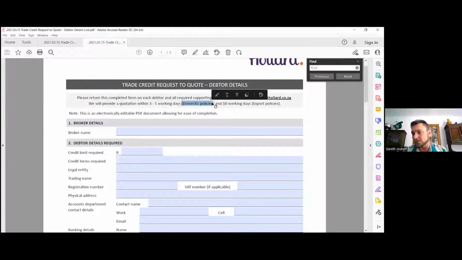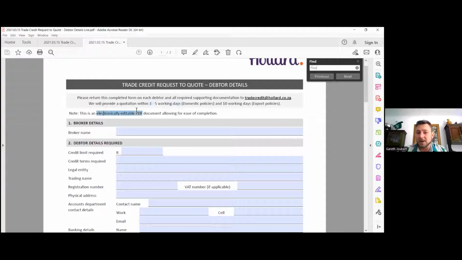For the purposes of trade credit insurance, though, we also include, from a time frame perspective, Namibia and Botswana debtors, probably Lesotho and Swaziland as well. We'd include those as domestic buyers. Okay, so if your client is South African and they're selling to somebody in Namibia, it would still take us 3 to 5 working days to get a result. Okay, does that make sense?